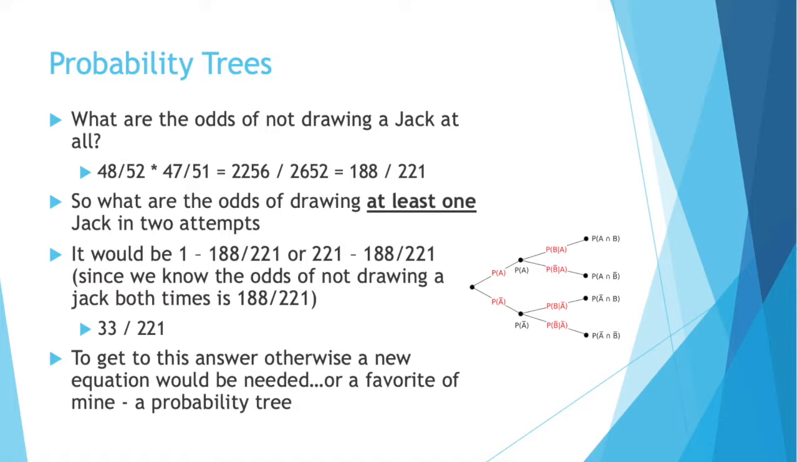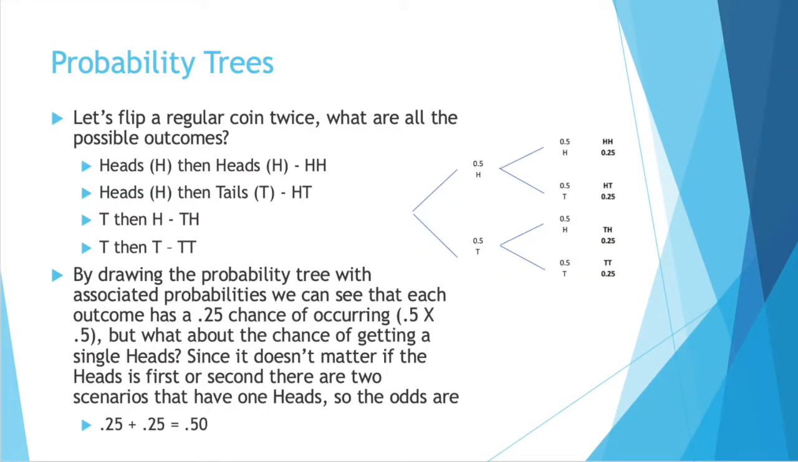If you want to get more specific and say what are the odds the first one is a Jack but the second one's not, or the first one's not a Jack but the second one is, your equation becomes more advanced, or you can use a tool that is a favorite of mine, a probability tree. Let's look at a basic probability tree for flipping a coin twice. The coin has heads on one side and tails on the other. If you flip a coin twice, what are the possible outcomes? You could have heads then heads, heads then tails, tails then heads, or tails then tails.